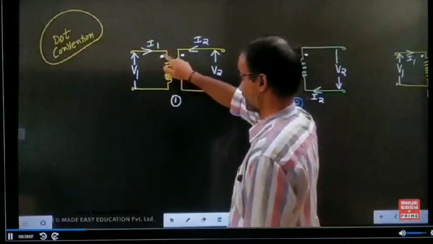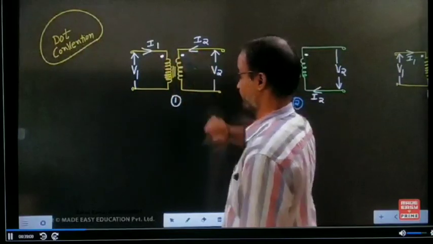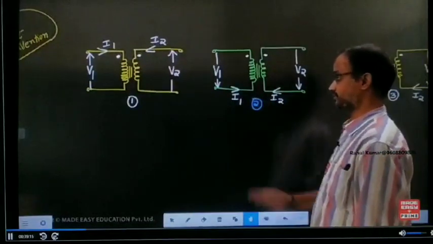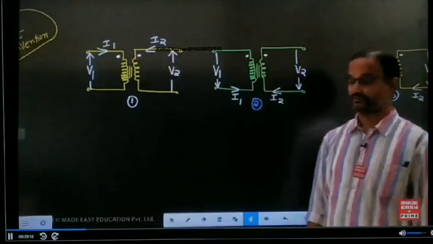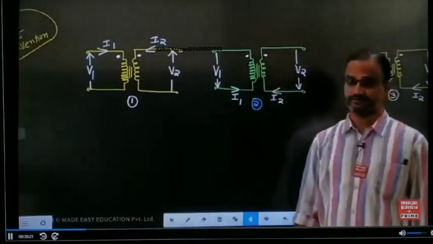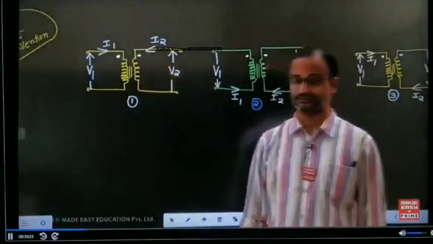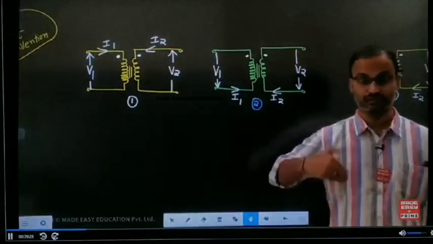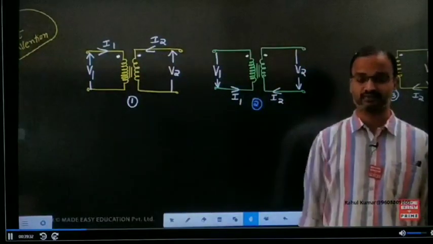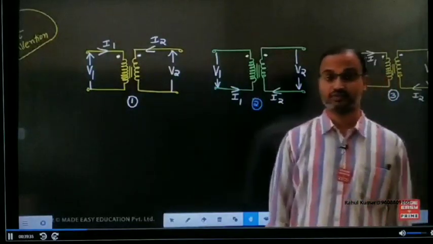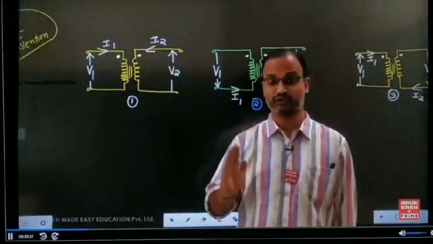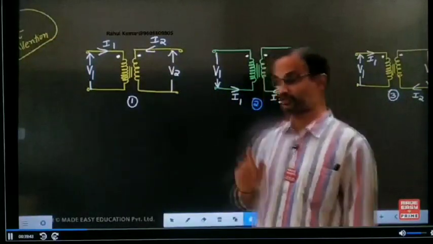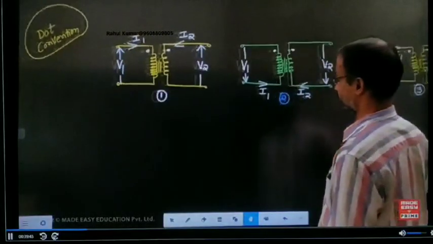In this example, I1 is entering the dotted point, and I2 is also entering the dotted point. In the corresponding example, I1 is leaving the dotted point and I2 is also leaving the dotted point. If both currents are entering, or both currents are leaving the dotted points, at that instant the sign of the mutual induced voltage is the same as the sign of the self-induced voltage.